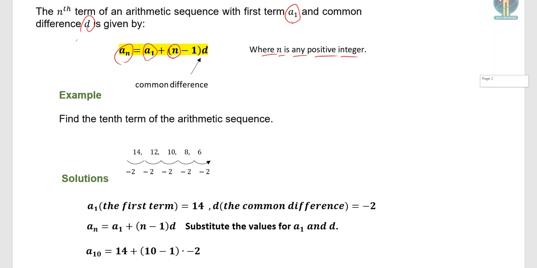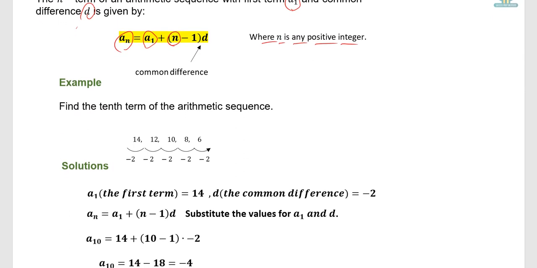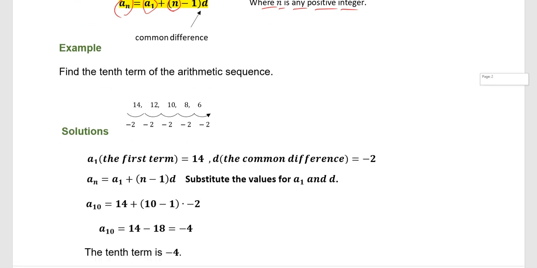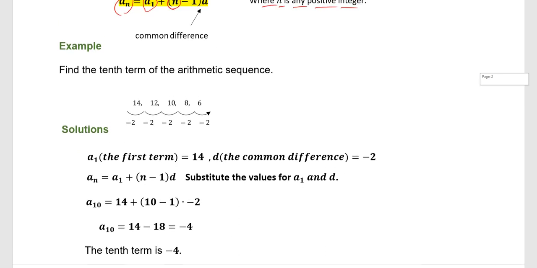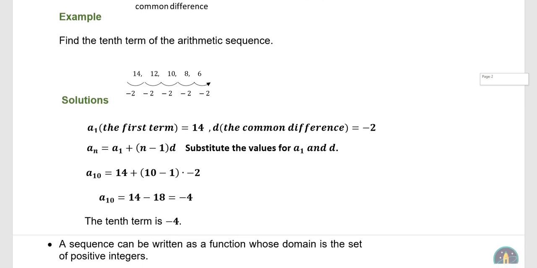So n can be any positive integer. It has to be a positive order. You cannot have an order of term minus 5. It has to be a positive integer because it describes the order of the terms. Let's look at an example.